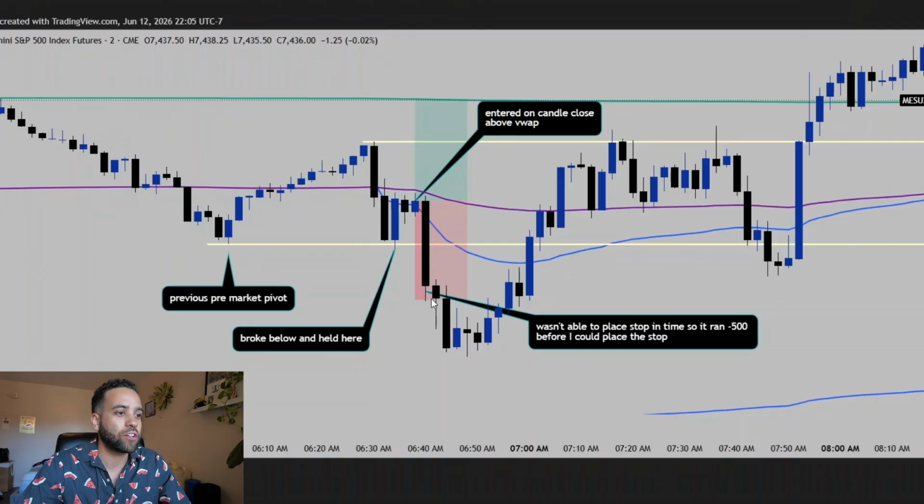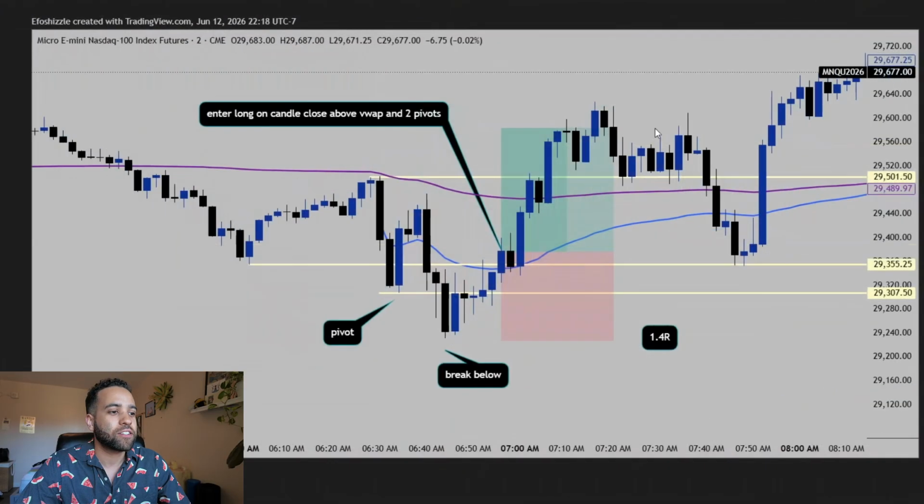I stepped away from the charts for like 10 minutes, and I was going to be done, but I was like, you know what? I saw something on NQ that I really liked, and I was like, you know what? I'm going to risk another $100, because at this point, what's another $100? For a setup that I really liked.